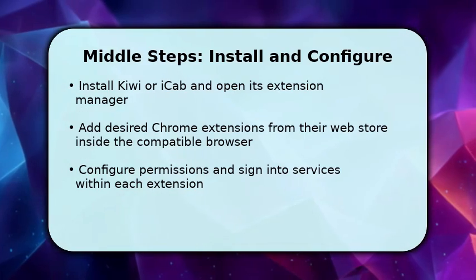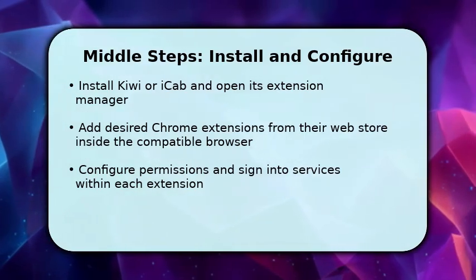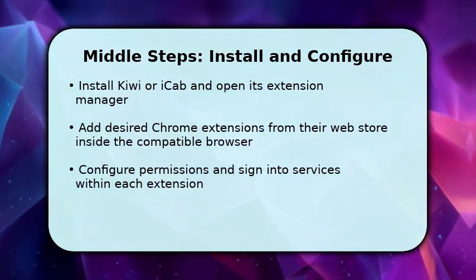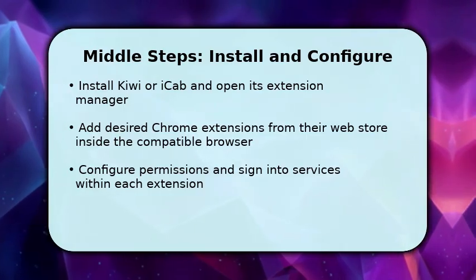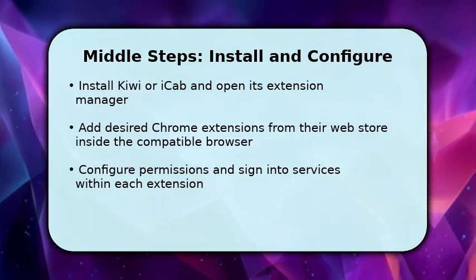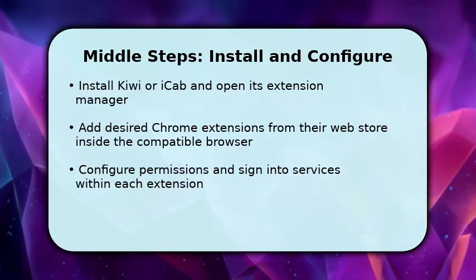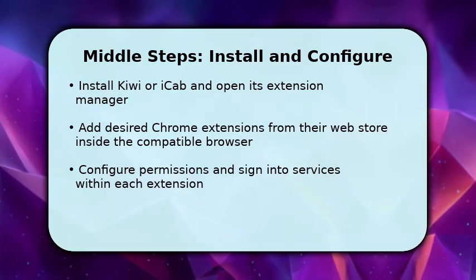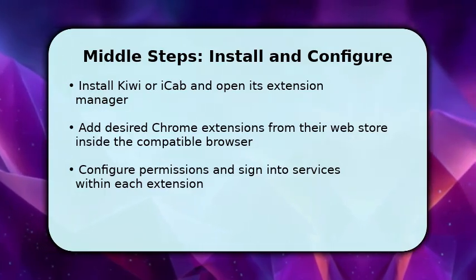Now you install a browser that accepts Chrome extensions. Open its extension manager and search for your extensions. If using Kiwi, visit the Chrome Web Store and click Add. If using iCab, follow its extension import flow. Configure each extension's permissions and sign into any required account so features work as expected.